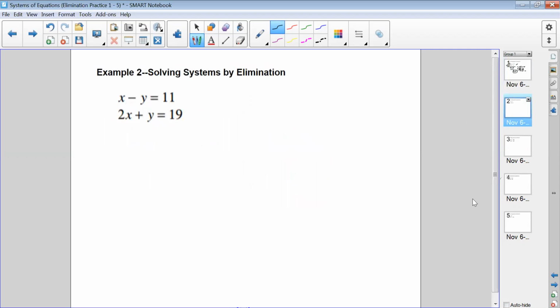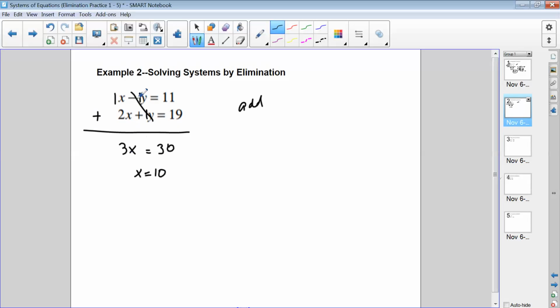Number 2. Again, you look at your system that's given, and you just determine, do I want to eliminate x? Do I want to eliminate y? And in this case, the y's are same coefficients. So -1, it's a +1. So since they're different signs, you want to add. So if you add these two together, you're going to get 1x and 2x. You're going to get 3x. The y's eliminate, and you're left with 30. Divide 30 by 3, and you get x equal 10.